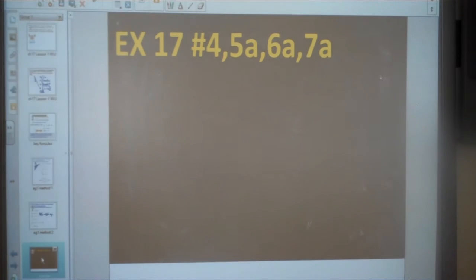That should enable you to work a little bit further into exercise 17. So try questions 4, 5, 6 and 7. We're just going to do parts A right now because that's revolving around the x-axis. And then when we get to lesson 3, we're going to look about what happens if you revolve around the y-axis.